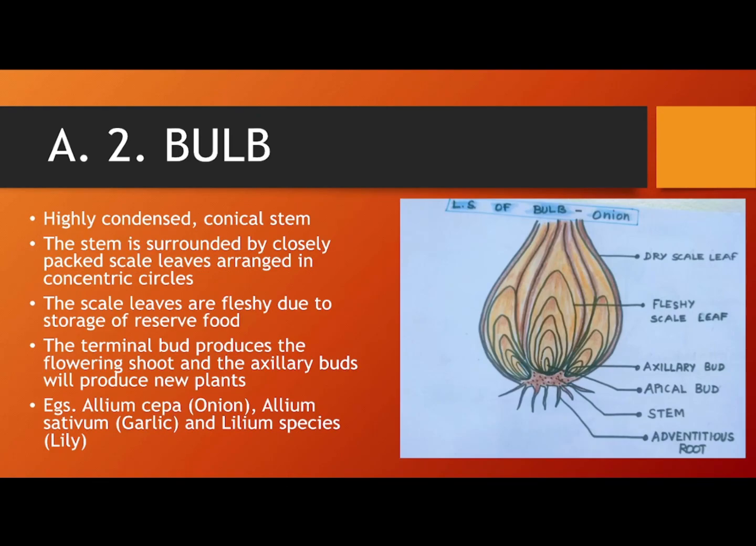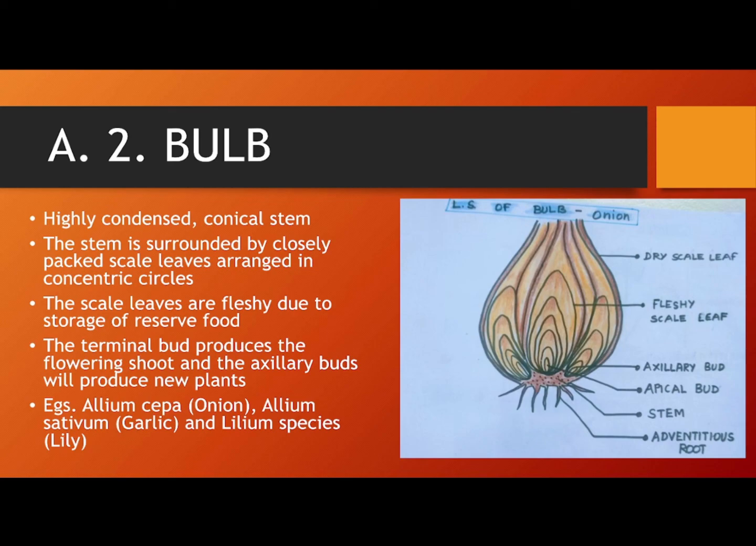Bulb. Bulbs are highly condensed conical stems. In the picture, you are able to see the stem being marked, which is highly reduced. So size wise it is small. This stem is surrounded by a number of scale leaves. These scale leaves are arranged in concentric circles. The inner scale leaves are thick and fleshy due to storage of food material, whereas the outer scale leaf is thin and dry. So the outer scale leaf is protective in function.